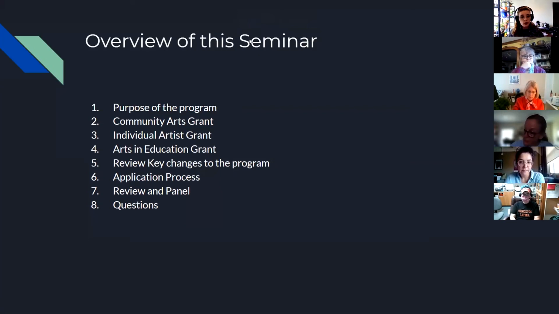An overview of what we are going to go over in the next little bit. We are going to go over the purpose of the program, the Community Arts Grant, the Individual Artist Grant, and the Arts and Education Grant, which are the 3 grant types in the umbrella. Review any key changes of the program, just to reiterate them near the end. We'll go through the application process, the review and panel process, so you have an idea of what to expect there, and then we will open it up for questions at the end.